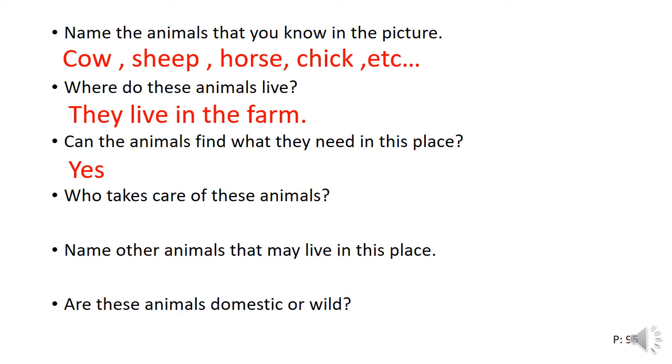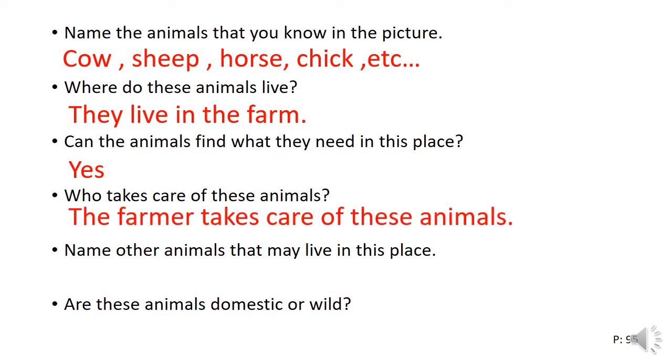Who takes care of these animals? Can you know? Yes, sure. Excellent. The farmer takes care of these animals. Can you name other animals that may live in this place?